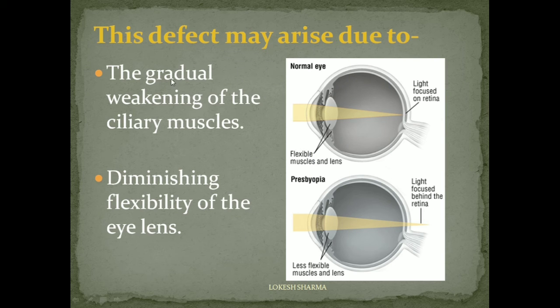This defect may arise due to the gradual weakening of the ciliary muscle, because of which the power of accommodation of the eye decreases, and second, the diminishing flexibility of the eye lens. Both of these factors affect the power of accommodation of the eye. Hence, the image is formed behind the retina.